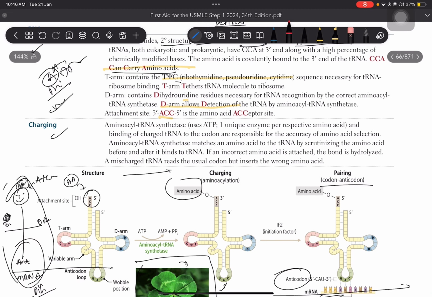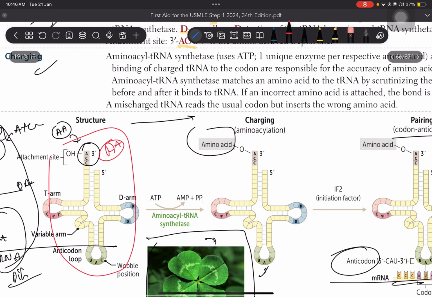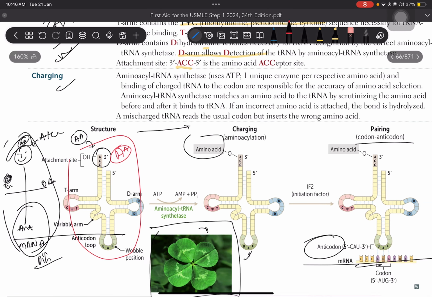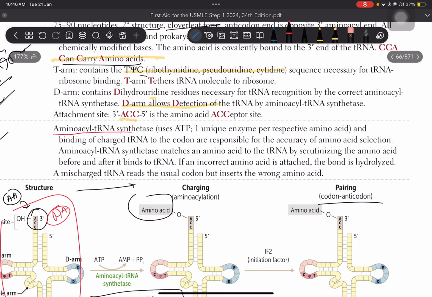What do you mean by charging? See, this is the nascent tRNA which doesn't have any amino acids. So you need to attach an amino acid. How do you attach an amino acid? That process of attaching amino acids to the tRNA is nothing but charging. So how do you charge an amino acid? The charging of amino acids is done by amino acid tRNA synthetase.